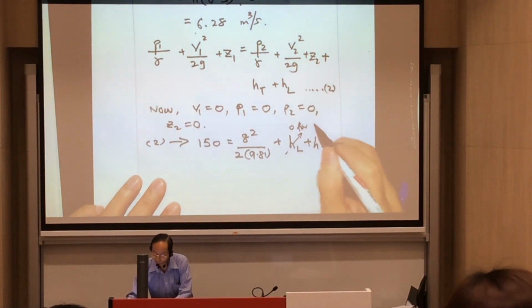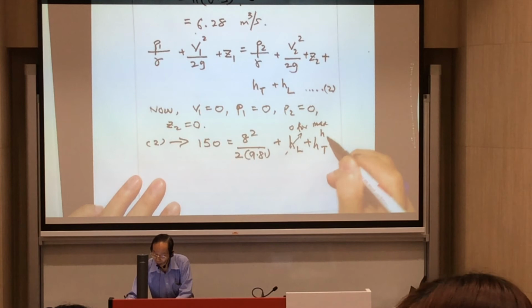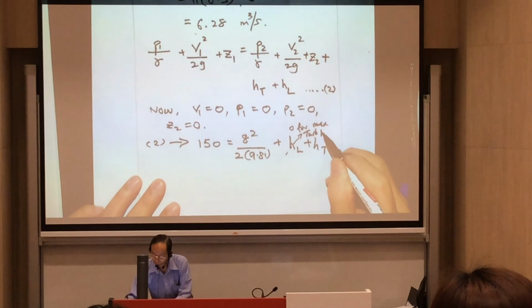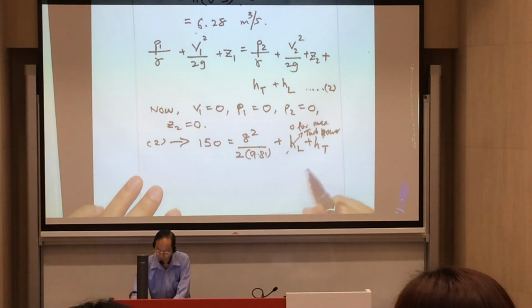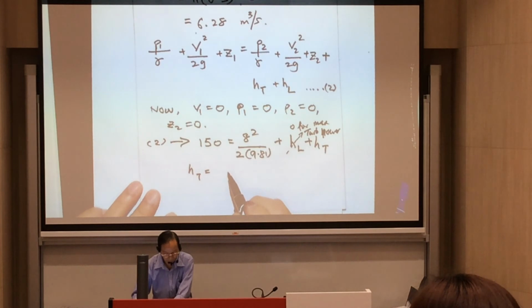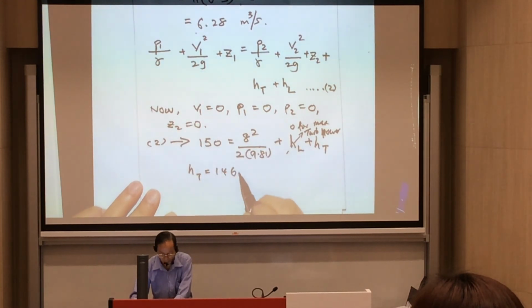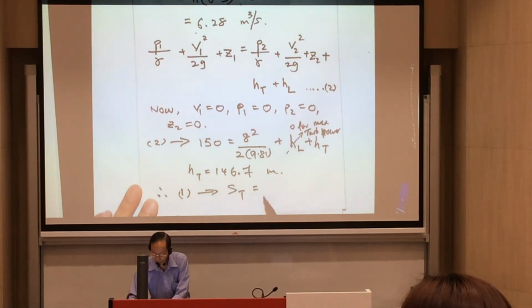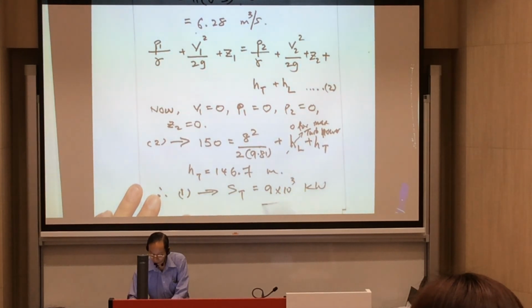HL equals 0 for maximum turbine power. So therefore, HT, the turbine head, is equal to 146.7 meters. Putting it into equation 1, you get the turbine power, just substitute, will be 9 times 10 to the power of 3 kilowatts. Answer.